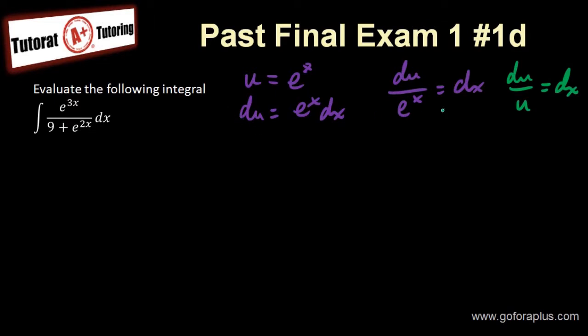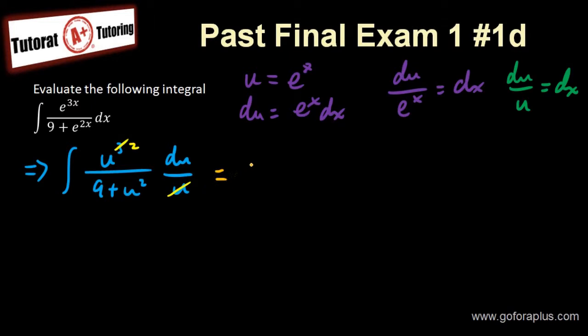And then what happened here? I know that I can substitute now. This is becoming integral of u cubed over 9 plus u squared du over u. And this u and this u cubed can cancel out and become something like this. So let me rewrite this. This is u squared over 9 plus u squared du.